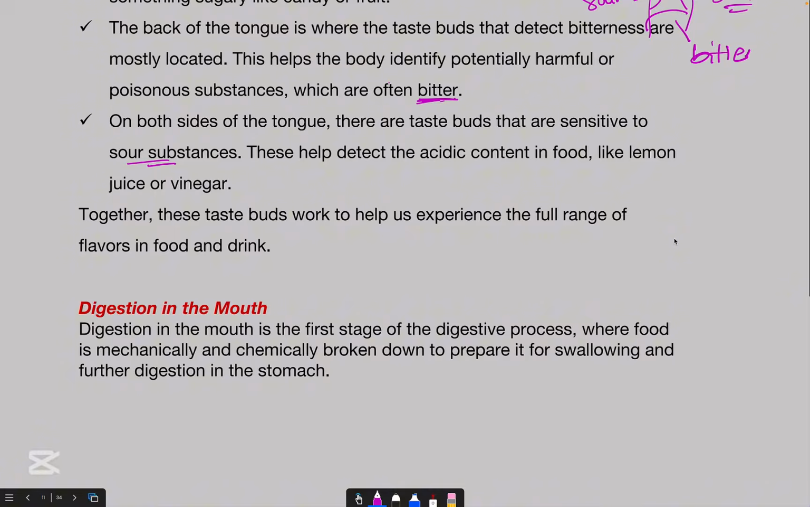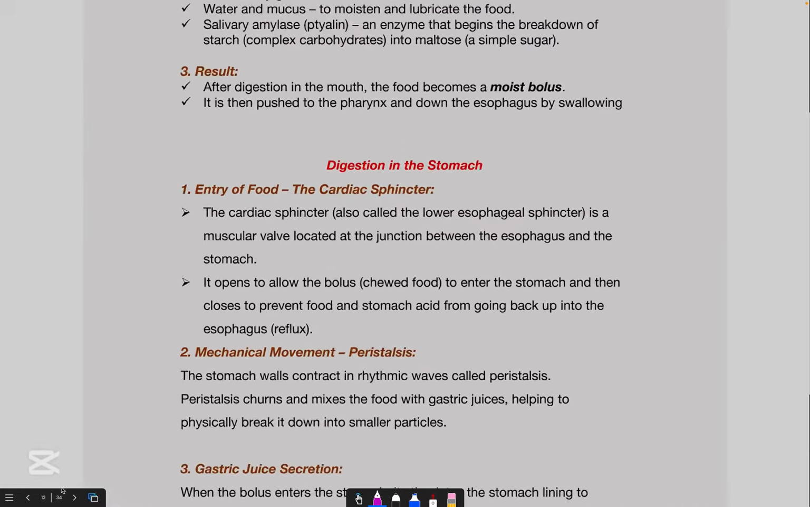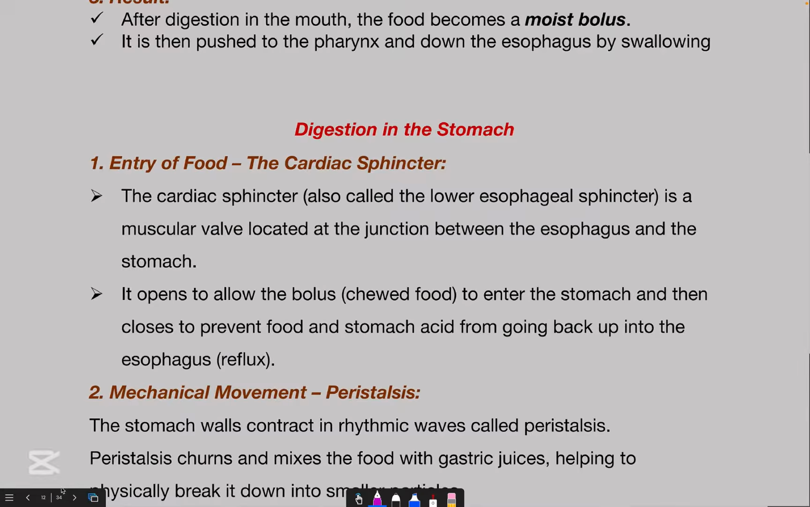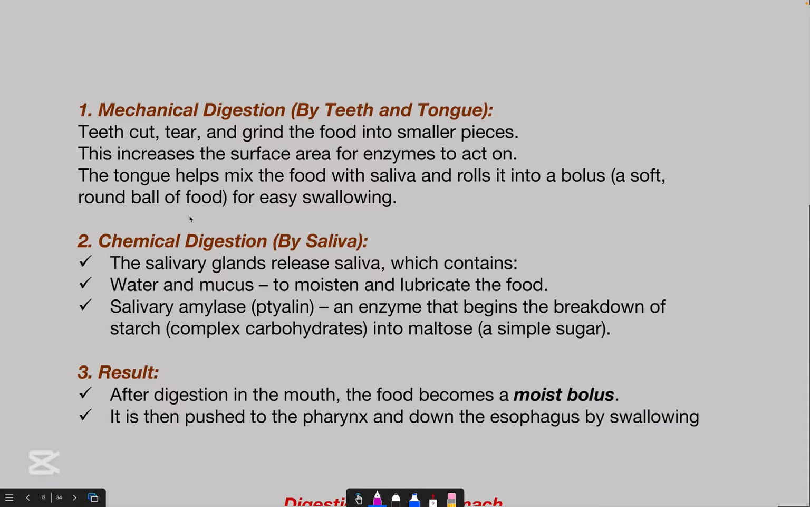We say digestion in the mouth is the first stage of the digestive process, where food is mechanically and chemically broken down to prepare it for swallowing and further digestion in the stomach. We've looked at all these things before. Now, like we said, there are 2 types of digestion. We have mechanical digestion, and then we have chemical digestion. Mechanical digestion is by the teeth and the tongue and the saliva. The teeth cut, tear, and grind the food into smaller pieces. This increases the surface area for enzymes to act on. The tongue helps mix the food with saliva and roll it into a bolus.